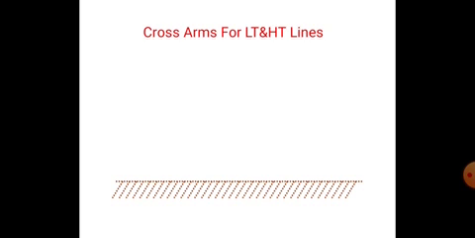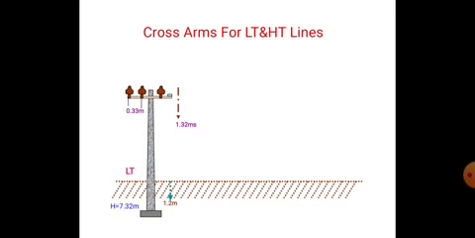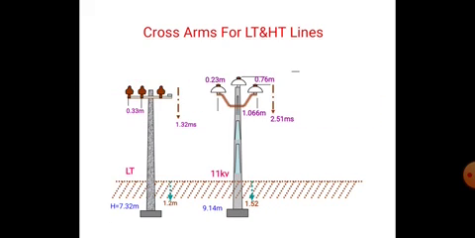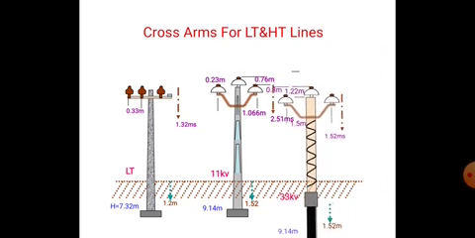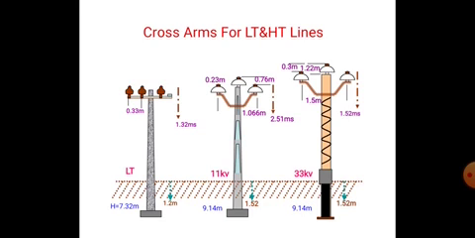Here different cross arms for low tension lines and HT lines. For low tension line, the height of the pole should be somewhat less, that is height is equal to 7.32 meters, and for 11 kV it is 9.14 meters. The cross arms length should be 2.51 meters, and for 33 kV the height of the pole should be 9.14 meters, and the cross arms length should decrease here to 1.52 meters.